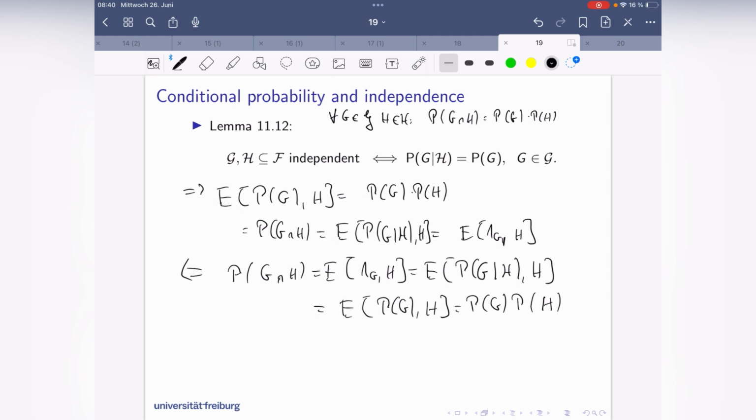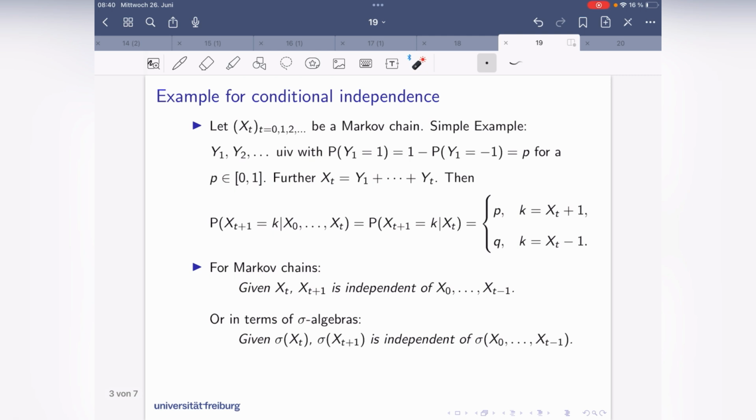Okay, so that means we have a new means to show that two things are independent by saying that a conditional expectation or a conditional probability satisfies something. Now let's slowly move towards conditional expectation, conditional independence.